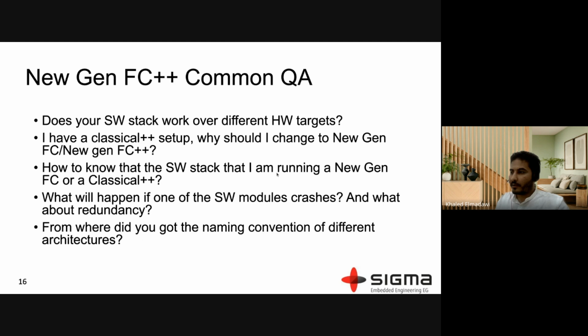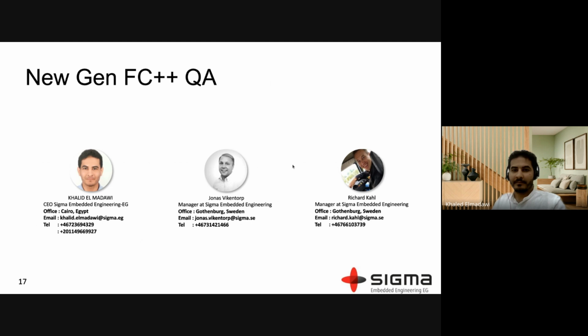And the final question that we are commonly asked is, where did we get the naming convention of the different architectures? We are coming from the automotive background, and from this automotive background, we learned how we name stuff. And that's how we named stuff here. So these are the common questions that we are asked.